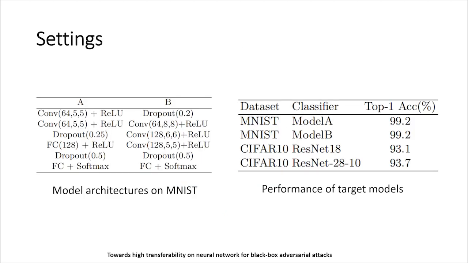In this paper, experiments are carried out on two datasets, MNIST and CIFAR-10. On MNIST, Model A and B are designed and well trained. Architectures of the two models are shown in the table. Model A has two convolutional layers and one fully connected layer, while Model B has 3 convolutional layers.